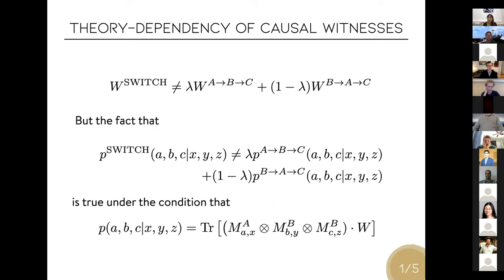Now, the first demonstration was making use of a causal witness. The causal witness is a theory-dependent notion, because as I was saying before, we make use of the process matrix formalism, and we describe the experiment within quantum mechanics. So if one were to use perhaps a different description, not a quantum mechanical description, one may perhaps get to potentially different conclusions.